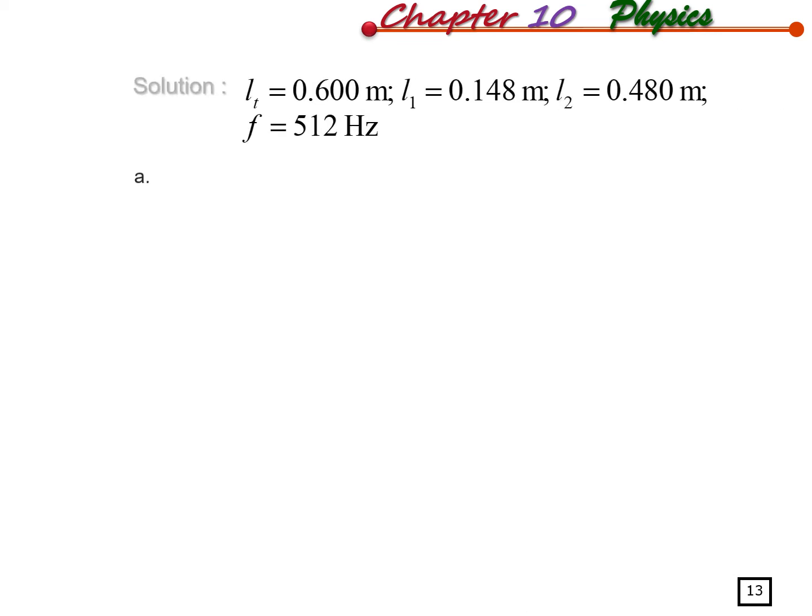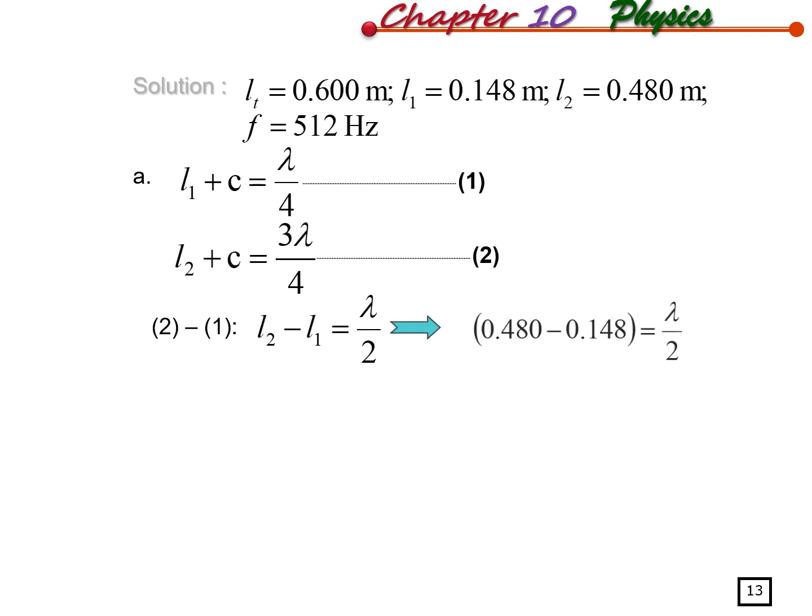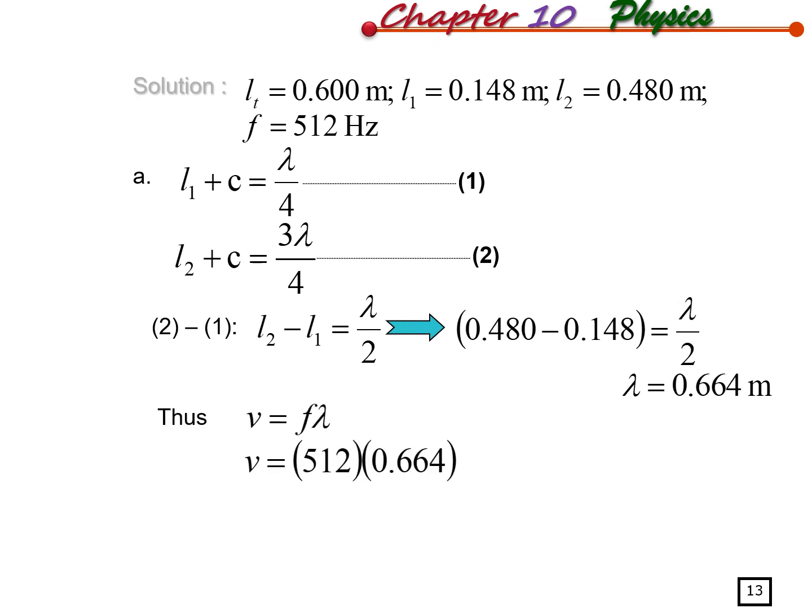By applying the information for the first resonance and then for the first overtone, we can subtract equation 2 from 1, and you can eliminate the value of C. From there we can determine the value of lambda. This one involves end correction. Once we have the value of lambda and we know the frequency given, we can determine the velocity of the sound wave.